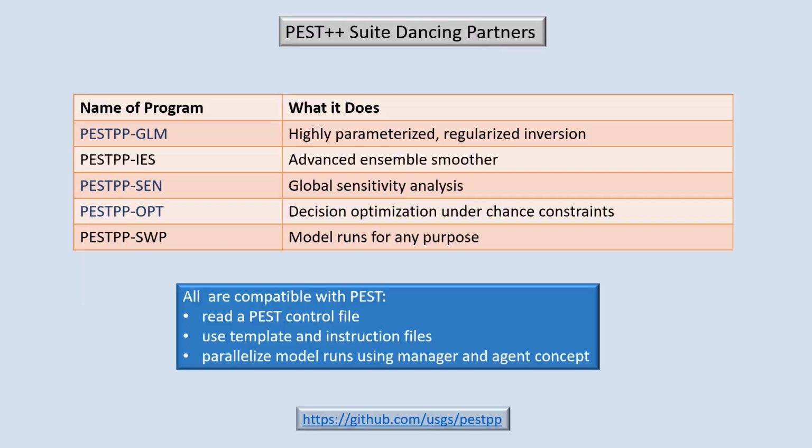And I should draw your attention to another suite of programs called the PEST++ suite. These are interoperable with PEST. They read a PEST control file. They use template and instruction files. They can be downloaded from this site. Some of the members of the PEST++ suite duplicate what PEST does. Others go beyond and look at things like optimization under uncertainty or an advanced ensemble smoother. As stated, they can be downloaded from this site.